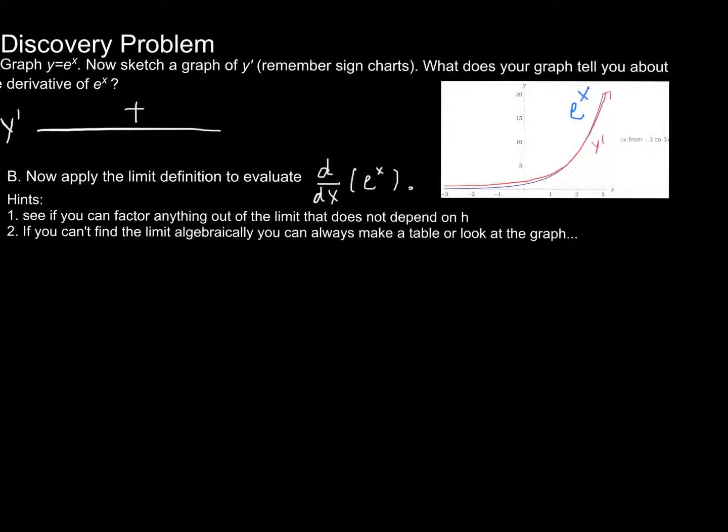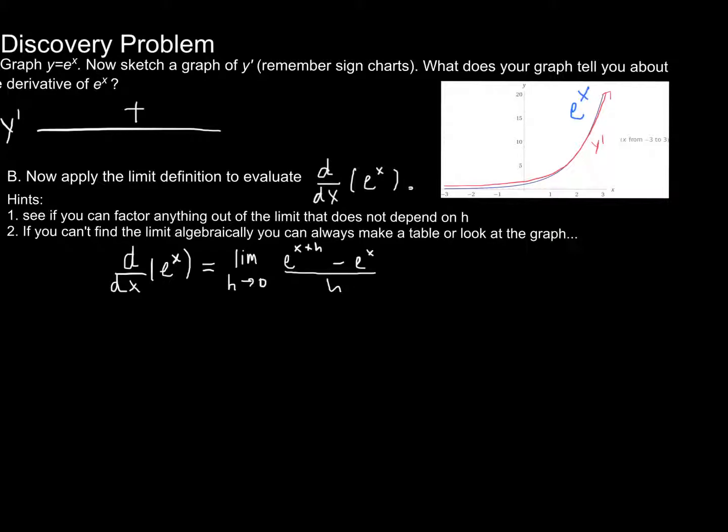Okay, so now we're going to apply the limit definition to find the derivative and hopefully to prove what we have discovered in looking at the graph. So the derivative with respect to x of the function e to the x as defined by our limit. And you can use whichever limit definition you want, although I think this works particularly nicely with the standard definition. So the limit as h approaches 0 of e to the x plus h minus e to the x over h.